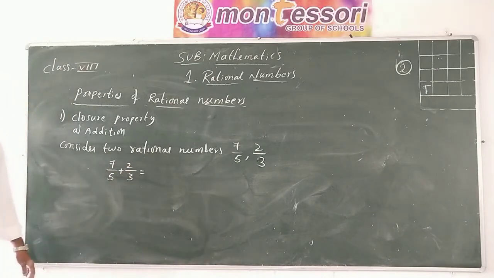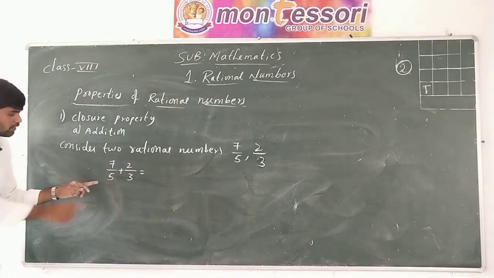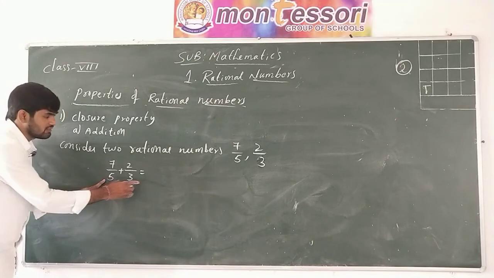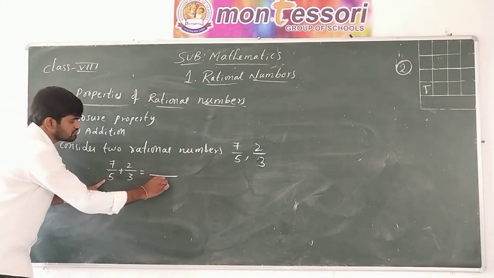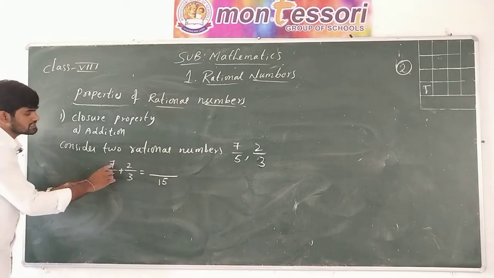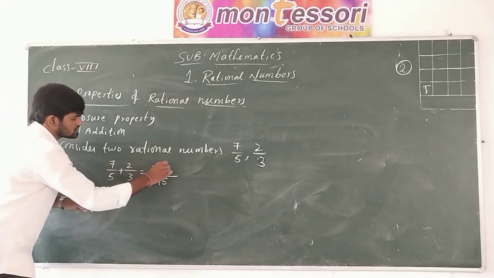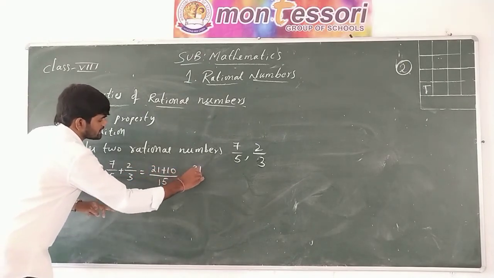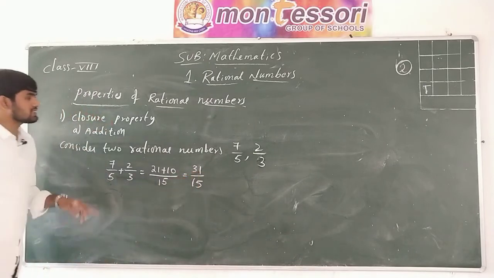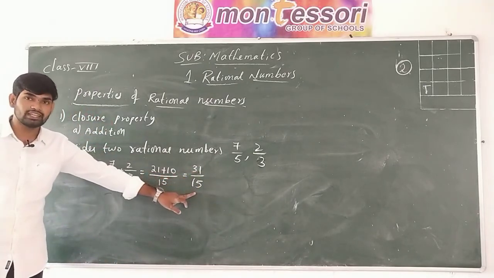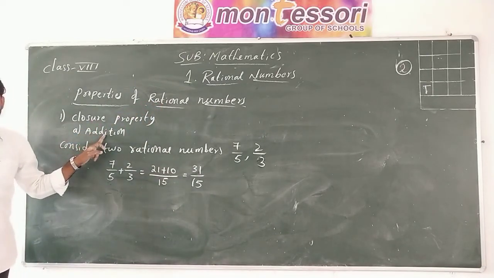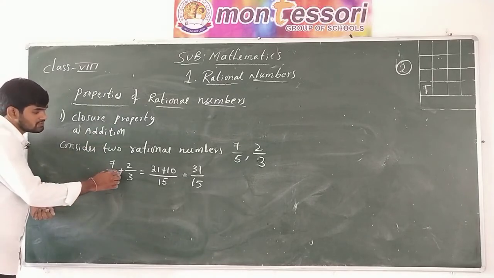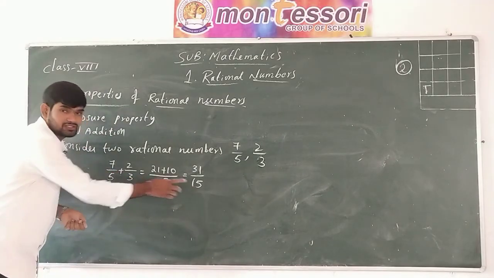Now how to add the two rational numbers? If you observe clearly, the denominators are different. For that you need to take the LCM. 5 comma 3. The LCM of 5 comma 3 is 15. Now what about here? 3 7s are 21 plus 5 2s are 10. So the result is 31 by 15. Now the sum of the two rational numbers, we got a rational number. Now what can you say from this? The rational numbers satisfy the closure property under addition. How can we say that? Because when I add two rational numbers, the result is also a rational number.